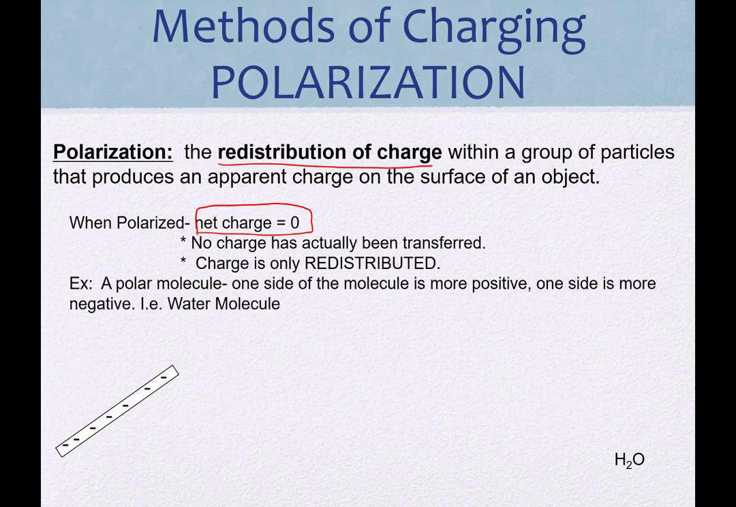It's only redistributed. For example, a polar molecule is a molecule that has, well, I'll go through this example in a second, but let's talk about polarization. Let's say we have an aluminum can.